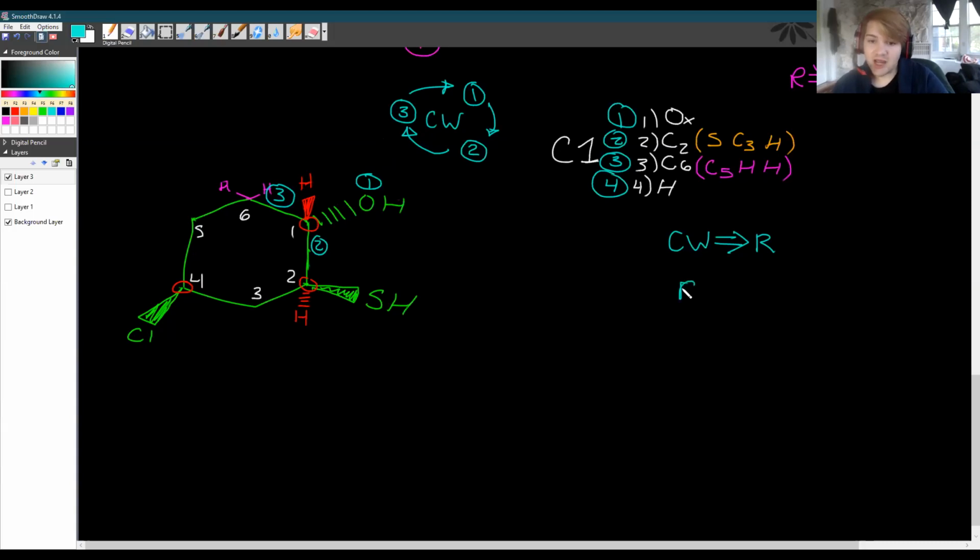And now we're going to check, is D down? Is D on the dash? No, D is on the wedge. So it's the reverse. So we have to take the reverse of what our guess is. So what is the true rotation of carbon 1? It is an S rotation. S rotation.